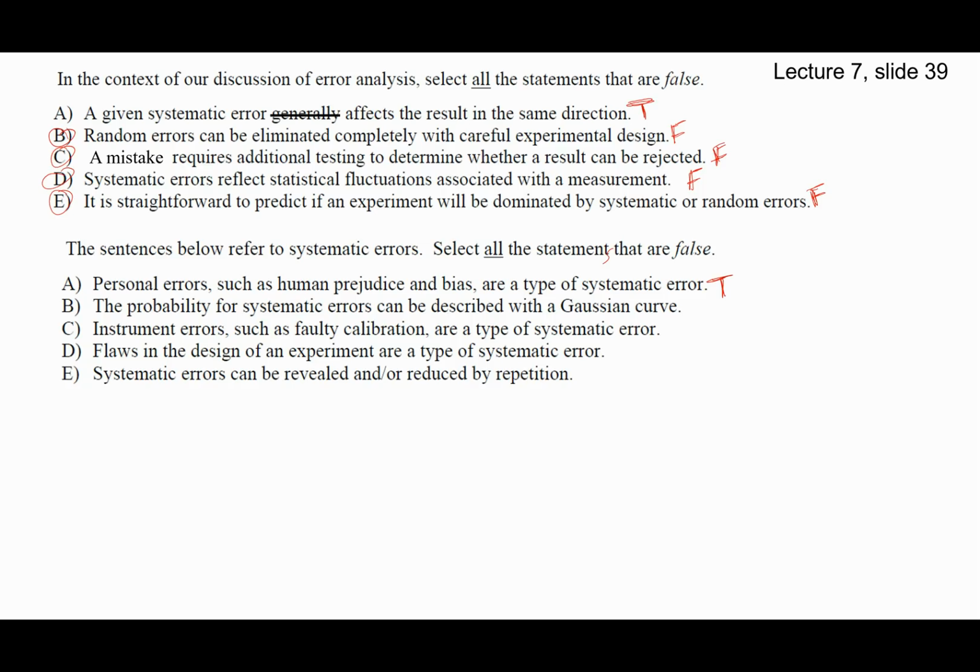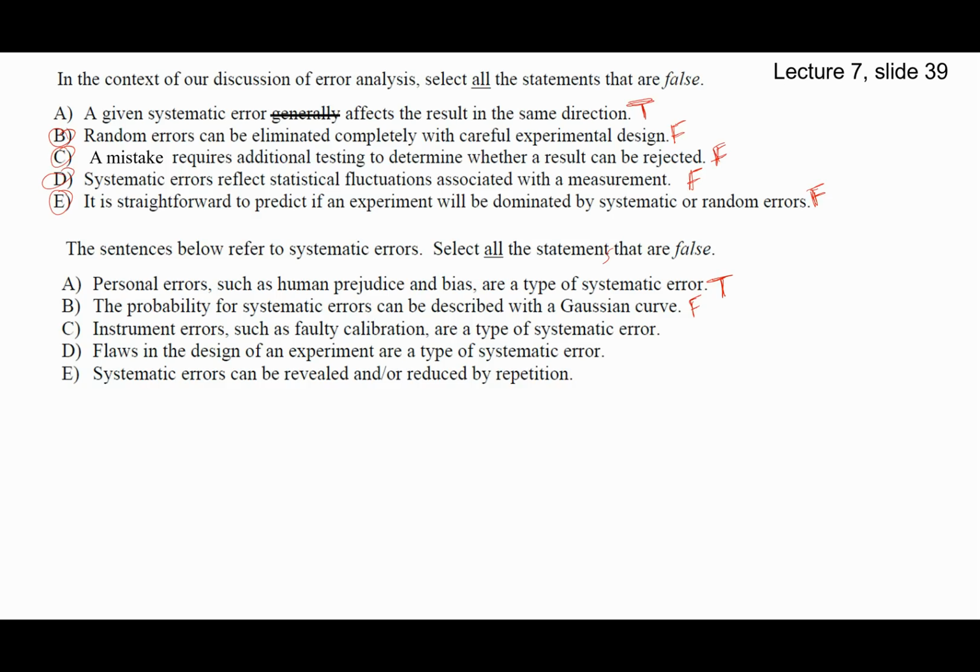You and your biases and the way you run your experiments can be a type of systematic error. They can also be random error, but they just said a type. Does not all of them. Okay. The probability for systematic errors can be described with a Gaussian curve. Well, no. Once again, systematic errors aren't described with a Gaussian curve, right? Random errors are described with our Gaussian statistics. We've already talked about that.